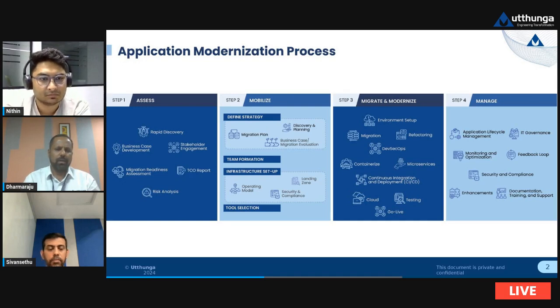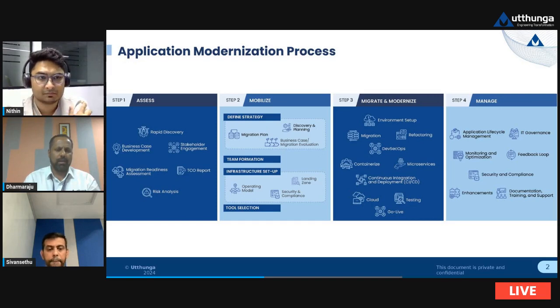So that should be available, and ultimately the TCO report should be available, which emphasizes what is the cost required for procuring the tools or licenses which are required for modernizing the application, what infrastructure is required, and what is the revenue we are going to get out of it.